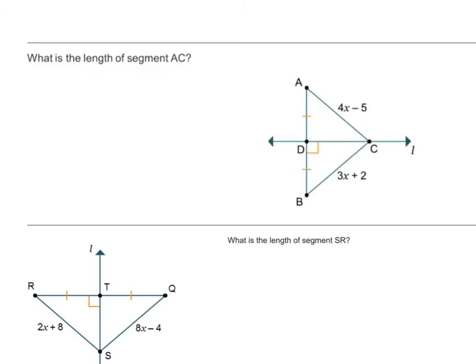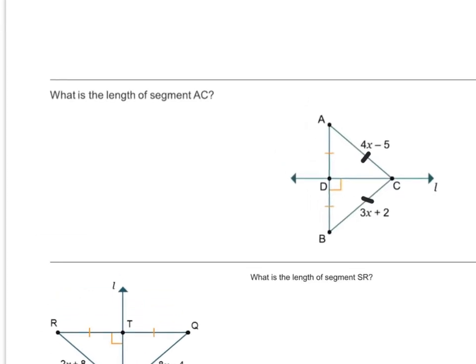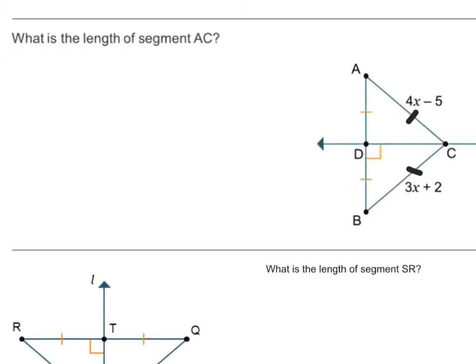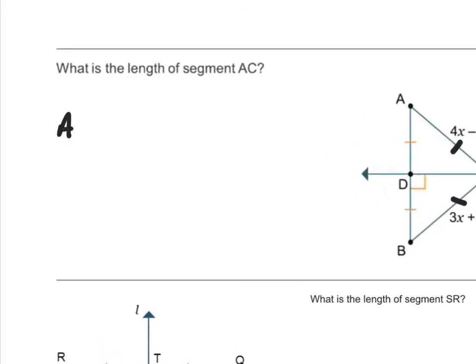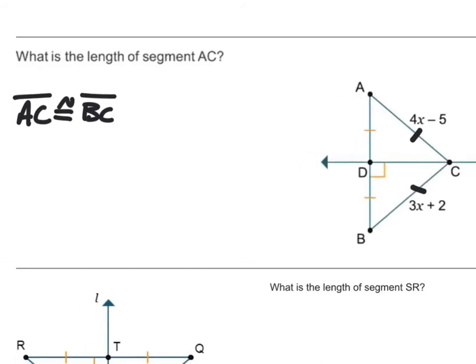Okay, so now what I notice here is you have to look at this picture and say, okay, I have this picture of a line and I have this segment AB. Now, I know that AD is congruent to DB, and it's perpendicular. So I know that L is a perpendicular bisector, which then means that AC is congruent to BC. And I'm going to write that up here real quick. Let me write that AC is congruent to BC.